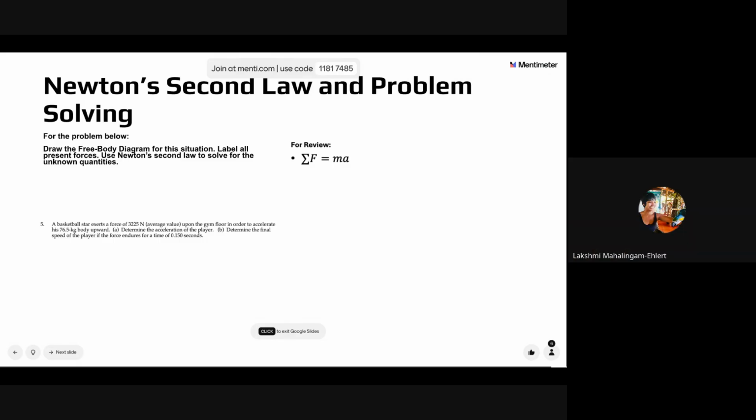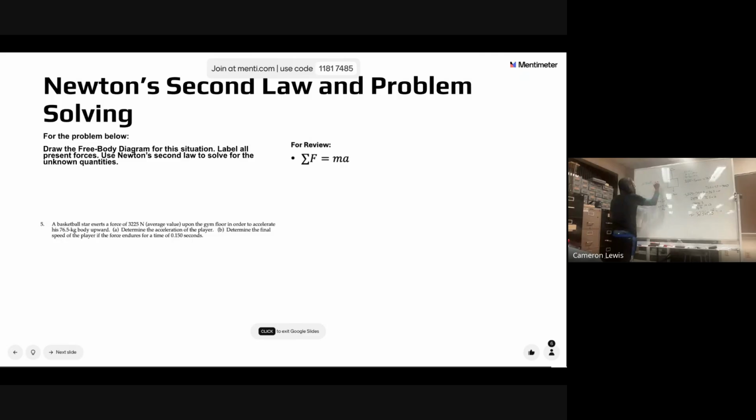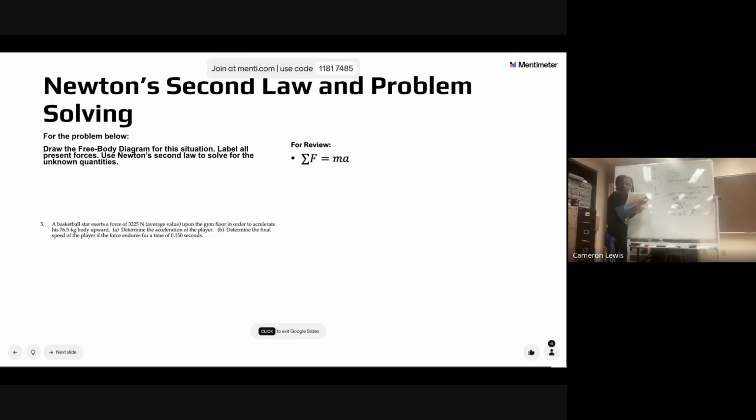Can you move the laptop slightly? Okay, wait, not that much. Not that much. Other way? Which way? Yeah, okay, that's good.